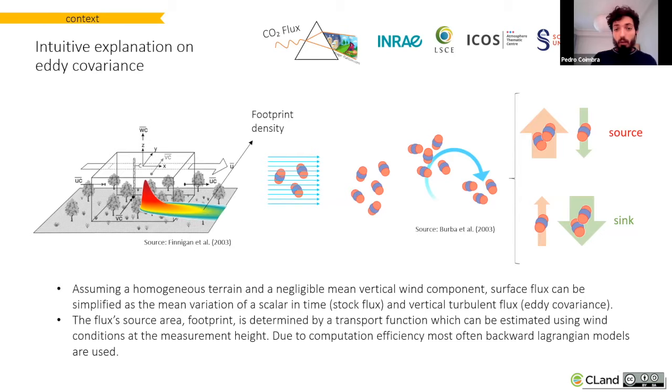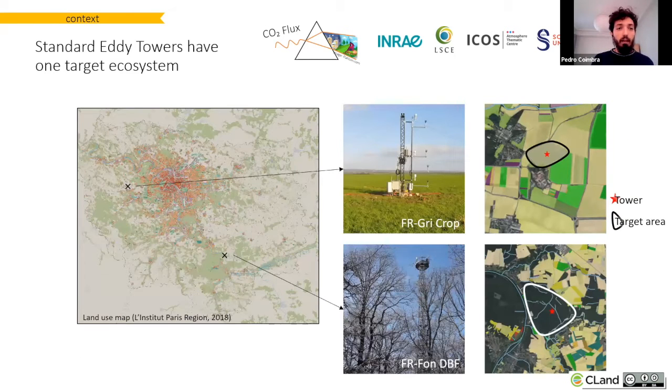I'll explain all that, because nowadays standard eddy towers usually have one target ecosystem. Here we have a map of Île-de-France, and we have these two towers, one agricultural in Grignon and another one in Fontainebleau forest. In both cases we have a tower in the middle of the site. That's to assure that at any point in time we are always measuring the same ecosystem that we are interested in, and we expect them to be homogeneous, so we don't have to think a lot about the footprint all the time.